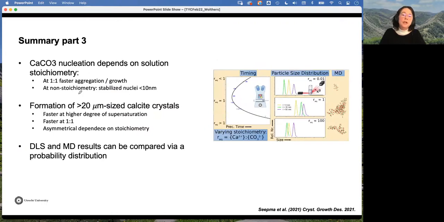And so what we see in this part of the work is that calcite nucleation depends on solution stoichiometry, with faster aggregation and growth at the 1-to-1. And at non-stoichiometry, we see that the nuclei are stabilized, and we suspect that it is charge-stabilized colloid kind of behavior, because we know from zeta potential measurements now that these carry a charge, a surface potential, and the same behavior we see for the formation of larger calcite crystals. And we think we can compare MD and DLS results by using a probability distribution way of plotting.